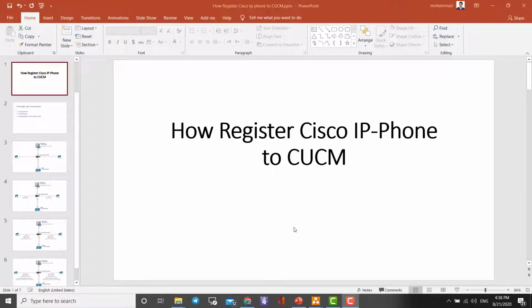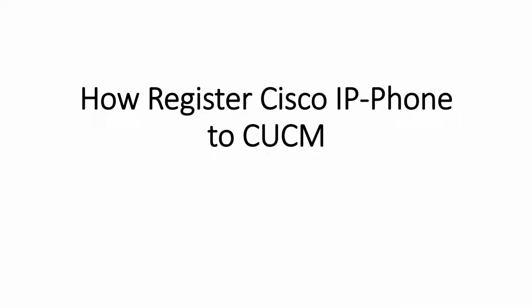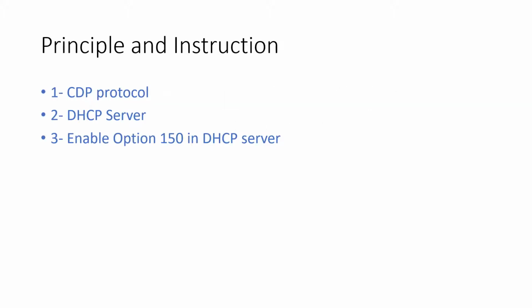Hello guys, today I want to show you how to register a Cisco IP phone to CUCM. Before we get started, you have to know some information and concepts about how a Cisco IP phone talks to CUCM. There are three things that work inside the infrastructure: CDP protocol, DHCP server, and option 150 in the DHCP server.